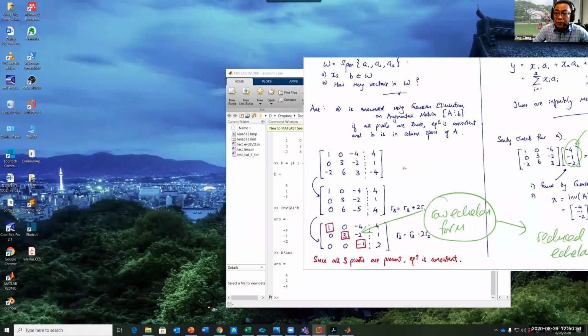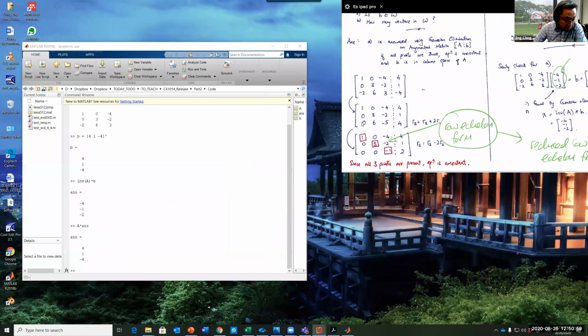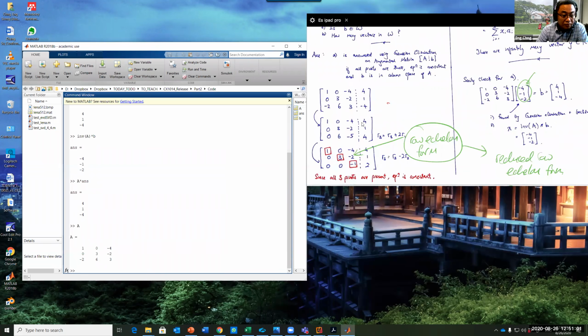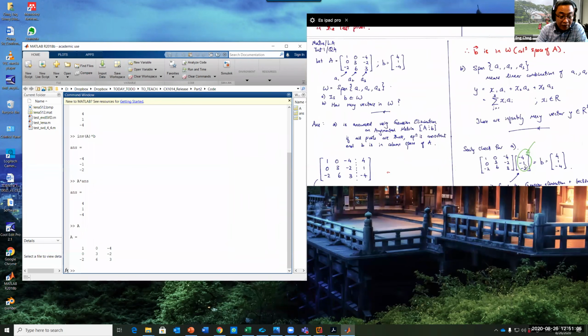So what we normally do is that we just type A, the matrix A, which is what is given to us, and we type the solution we have found, which is B. 4, 1, 4. Did I make a mistake? 4, 1, minus 4. Oh, so I did a typo here, right? I guess.